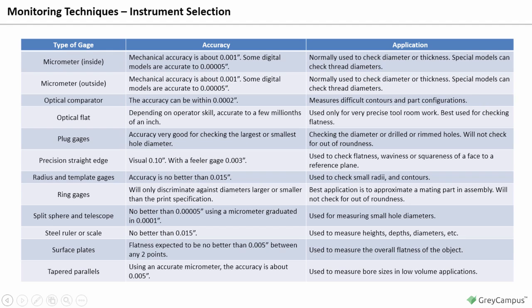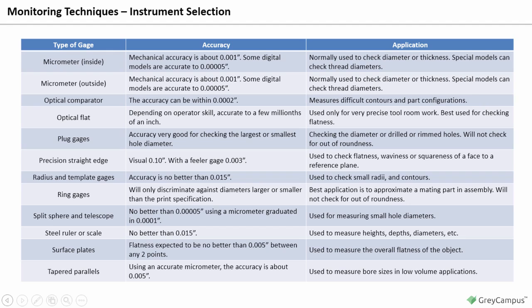The optical flat, depending on operator skill, is accurate to a few millionths of an inch. They are used only for very precise tool room work, best used for checking flatness. The plug gauges have accuracy that is very good for checking the largest or smallest hole diameter. They check the diameter of drilled or reamed holes and will not check for out of roundness. The precision straight edge has visual 0.10 inch with a feeler gauge 0.003 inch and is used to check flatness, waviness, or squareness of a face to a reference plane.